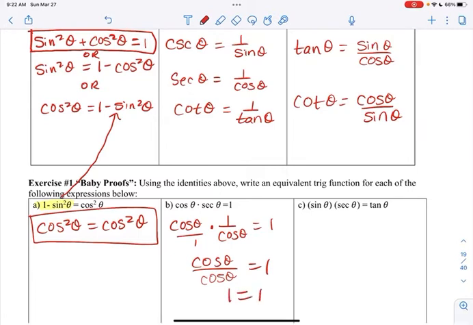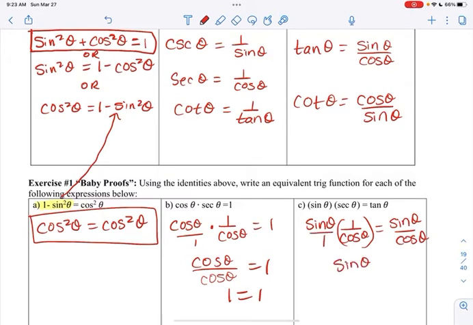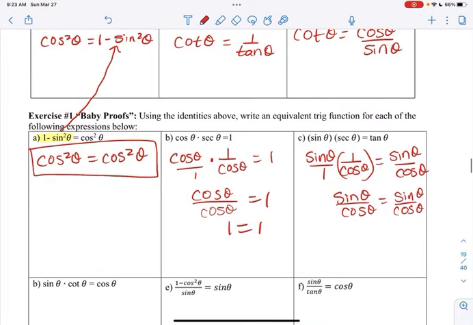Sine of theta, I'm going to leave as sine of theta. Secant is 1 over cosine theta, and tangent is sine over cosine. So on the left, if I multiply that, I have sine over cosine, and I already had that on the right. So it's just making them look alike, finding their equivalent forms.